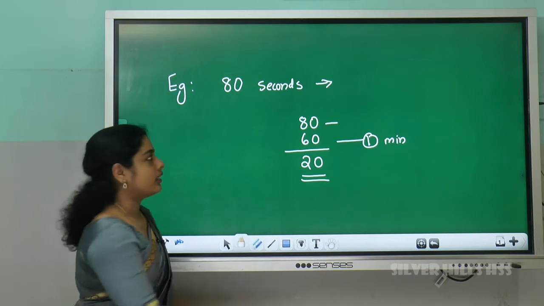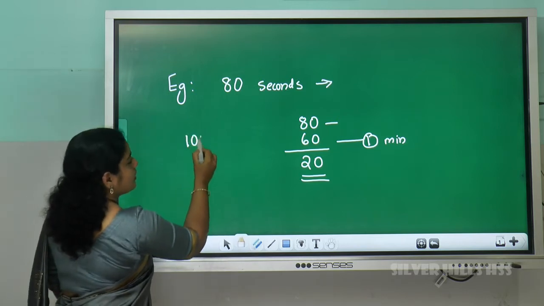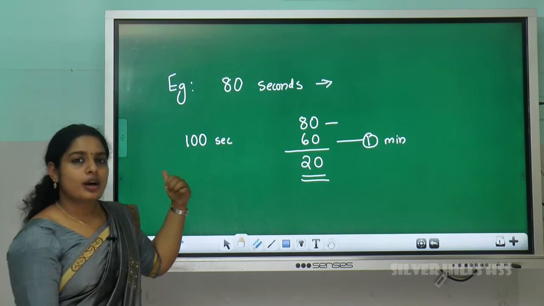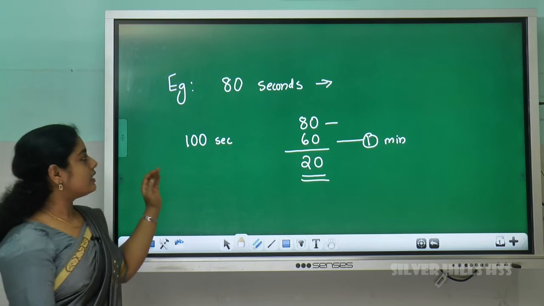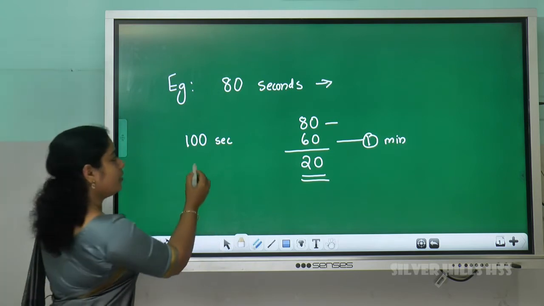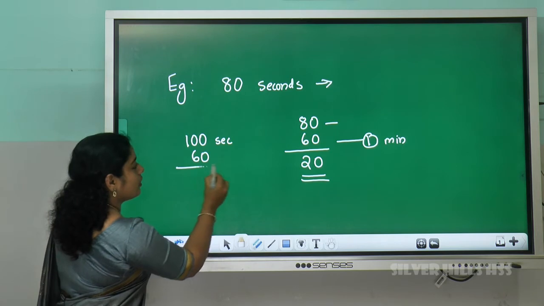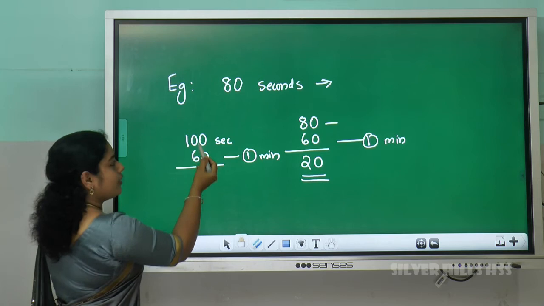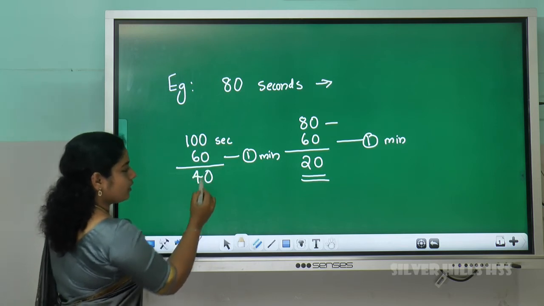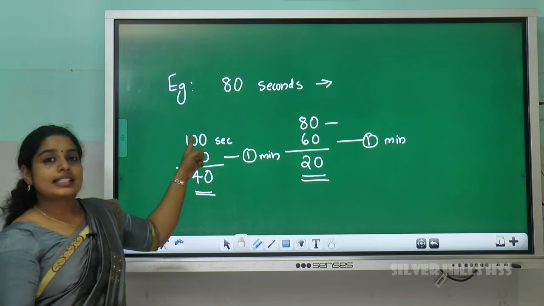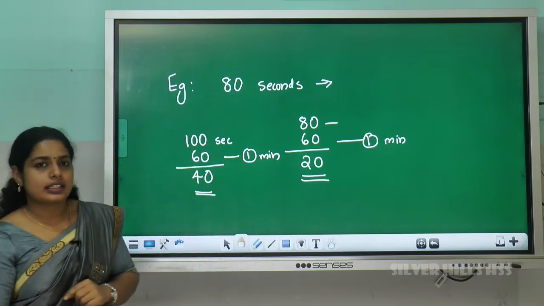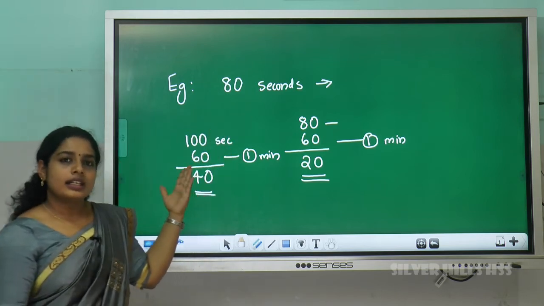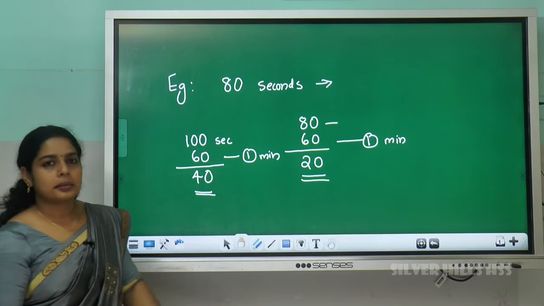This is one method. If it is 100 seconds, and you want to find how many minutes and seconds it is, we will just subtract 60 from this 100. That means we are subtracting 1 minute. So, 100 minus 60 is what? 40. That means in 100 seconds we have 1 minute and 40 seconds. This is one method. If you have small numbers, it is easy to subtract 60 and just find the remaining seconds.